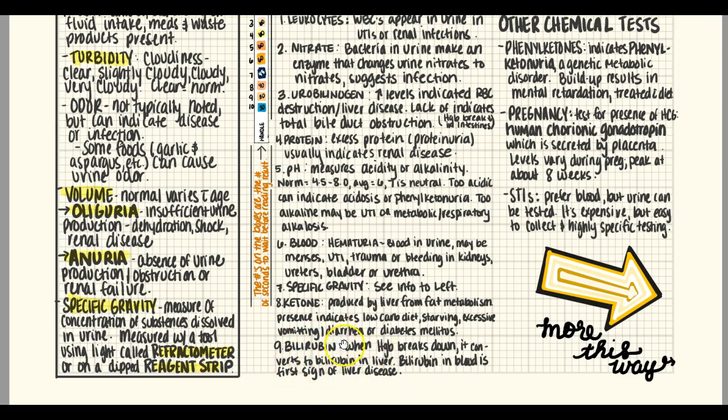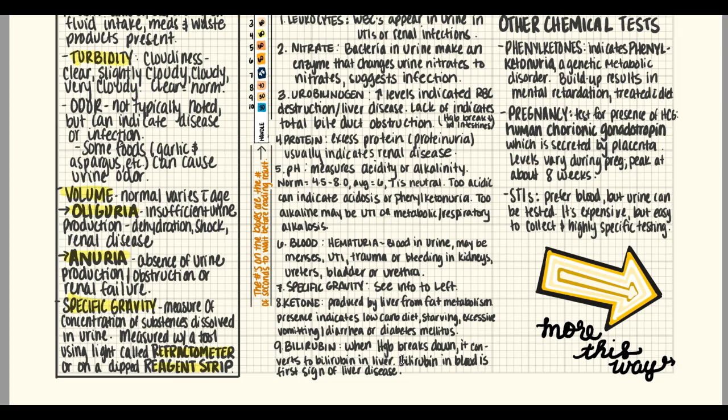So I'm going to jump down to number 9. Bilirubin: when the hemoglobin breaks down, it converts to bilirubin in the liver, and then the bilirubin in blood is the first sign of liver disease. So when we look for it in blood, it's usually the first sign of liver disease, but if it is present in urine, it could also be an indication of liver disease.